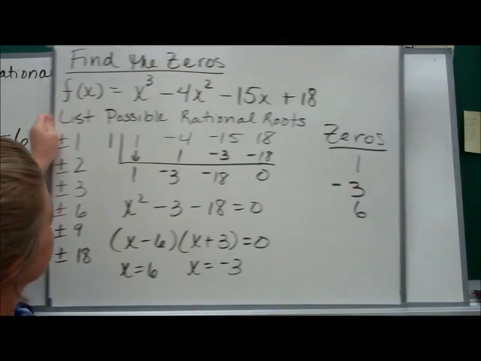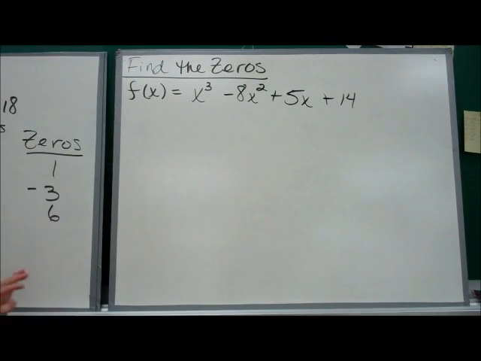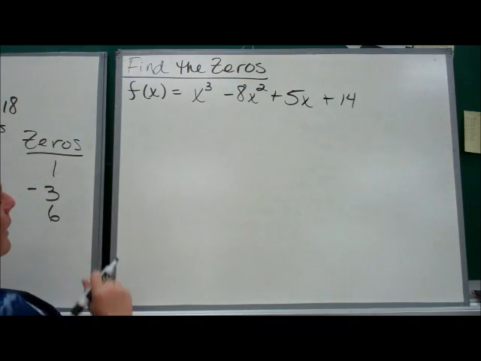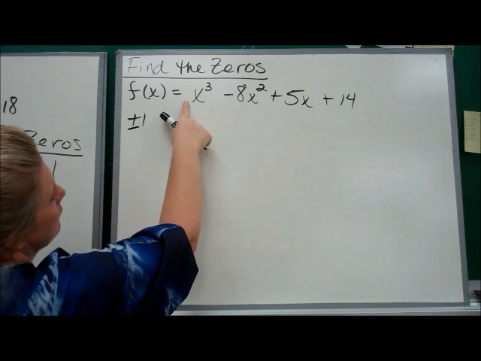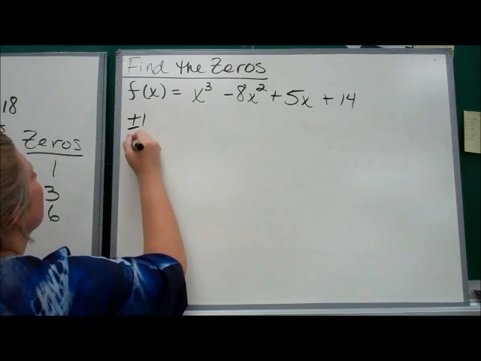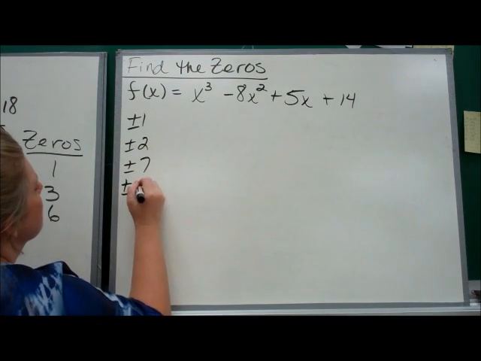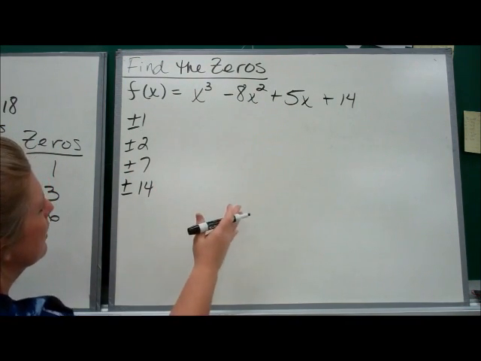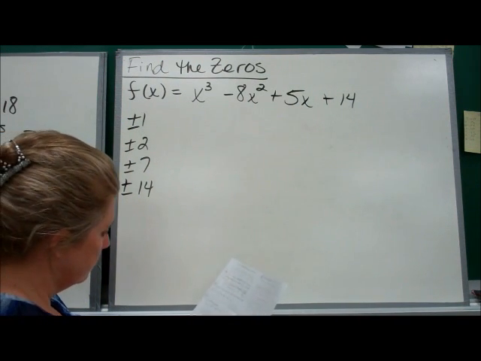Okay, next one. Finding all the zeros again. List your possibles. Plus or minus 1. Thank goodness this is a 1. Plus or minus 2, plus or minus 7, plus or minus 14. Okay, those are my possible rational zeros or roots.